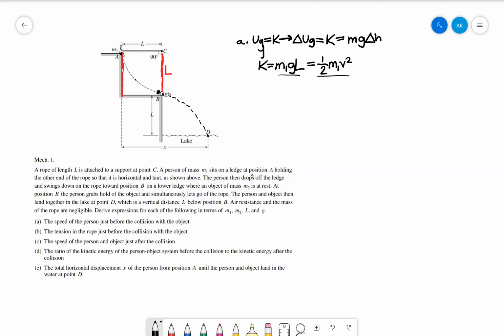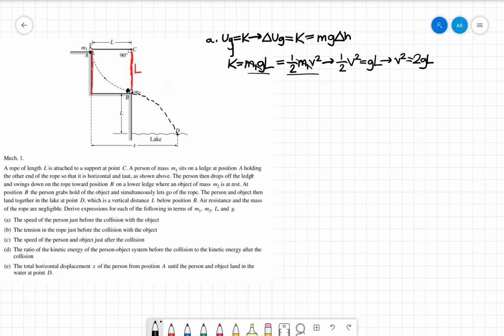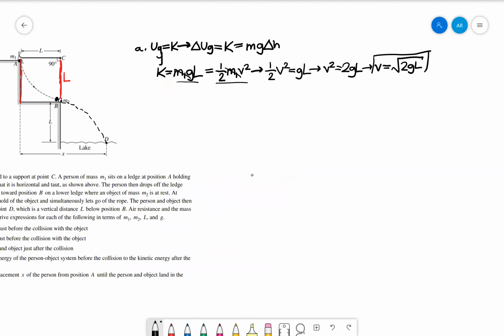What will be V? You can notice easily that the M1s cancel, meaning that the speed is not dependent on mass. We get 1/2 V squared equals gL. We multiply both sides by 2, and that gives us V squared equals 2gL, and we take the positive square root, and we get V is equal to the square root of 2 times g times L. That will be our speed at the bottom, at point B, right before colliding with the object.